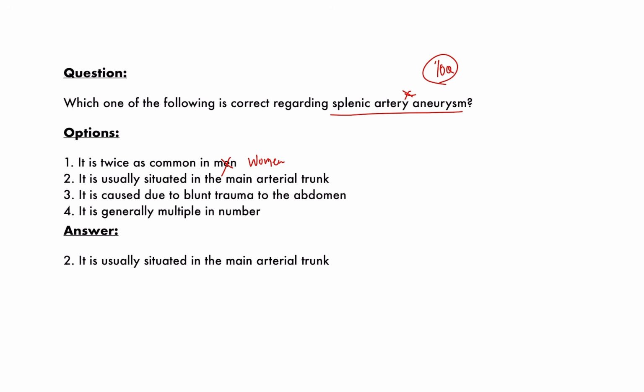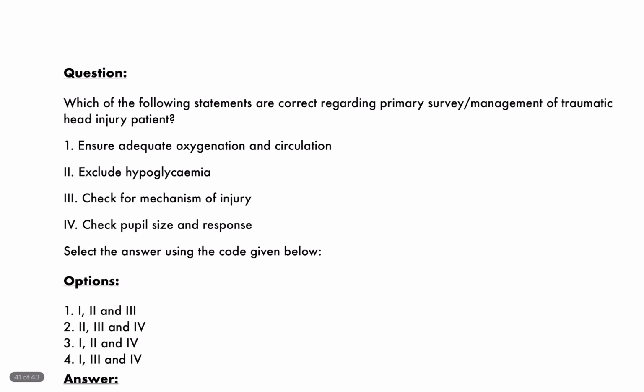It is situated in main arterial trunk. Yes. It is caused due to trauma. No, it is not because of trauma you see aneurysms. Aneurysms are because of sepsis. It is generally multiple in number. No, these are solitary lesions or single lesions, very rarely multiple. So the correct answer here is it is usually situated in the main arterial trunk. A little bit tricky question to answer.